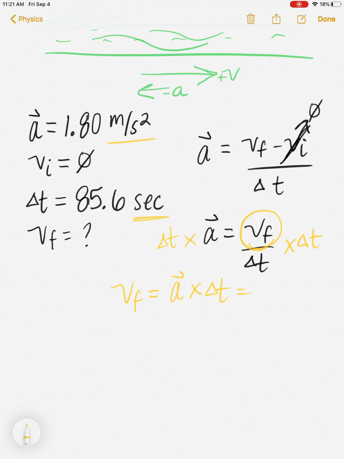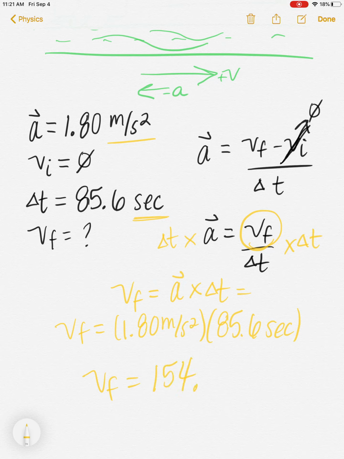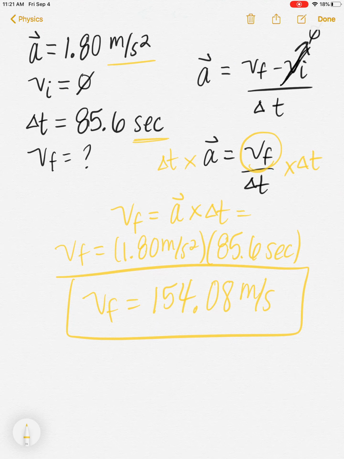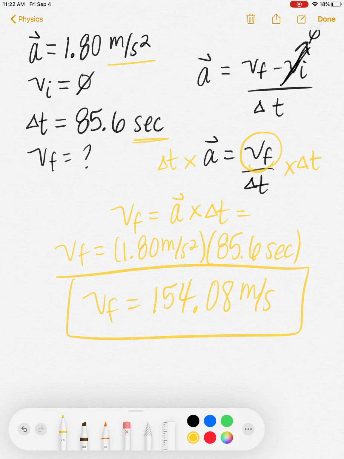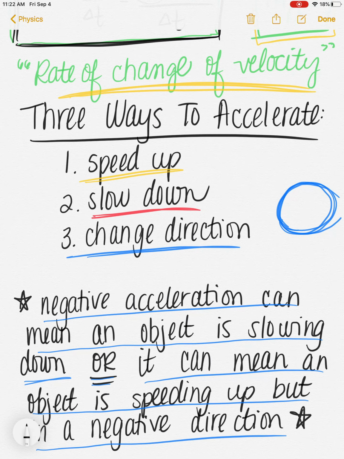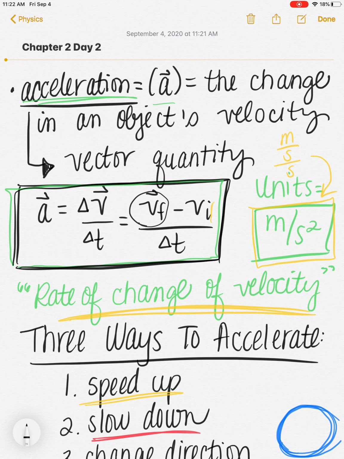Now we should make sure that our units agree. We've got seconds and meters per second squared, so that is allowable. So our final velocity is going to be equal to 1.80 meters per second squared times 85.6 seconds. And I have that the top end speed or final velocity of that vessel is about 154.08, and our unit label would be meters per second. All right. I hope this helps you understand what acceleration is. Please don't forget that there are technically 3 ways to accelerate: speeding up, slowing down, and changing direction.